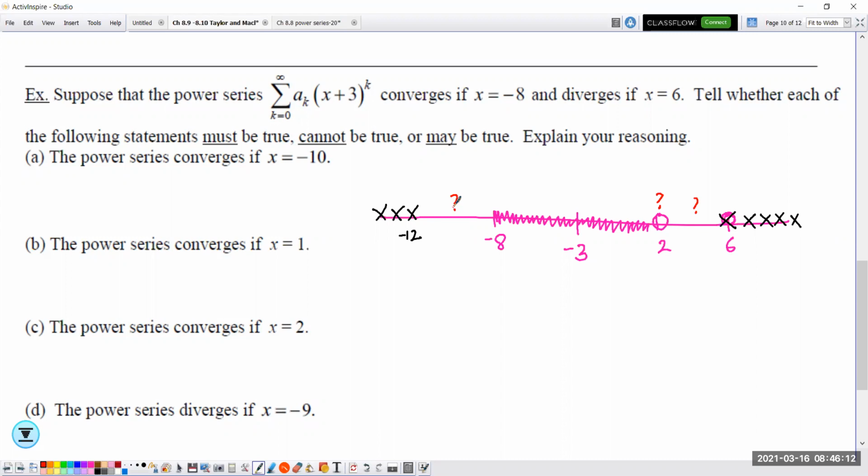The black color is cannot. The question mark is maybe, and the solid pink color is must be. The reasoning is based on this information.